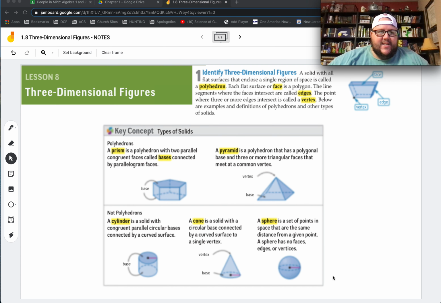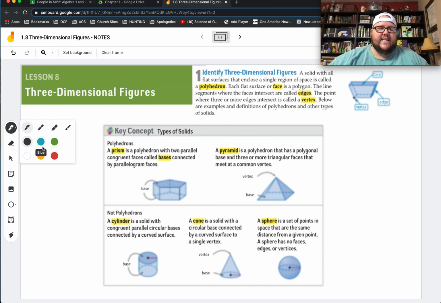Hey, geometry students. Today we're going to be looking at three-dimensional figures. Today's objective is to identify the types of three-dimensional figures. So we're going to jump right into it. Today we're going to identify them. Tomorrow we're going to do surface area and volume of the three-dimensional figures. But for today we're just worried about identifying them.